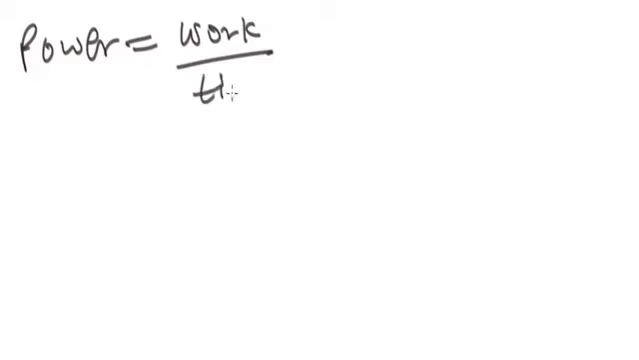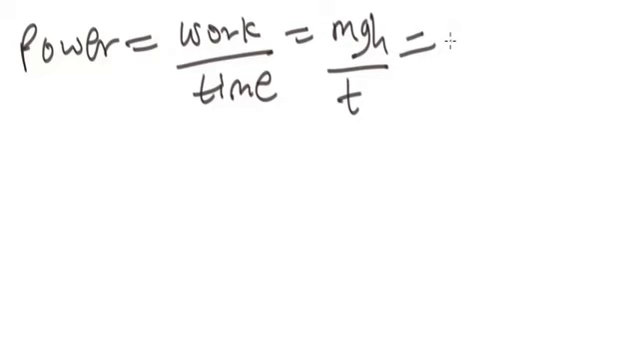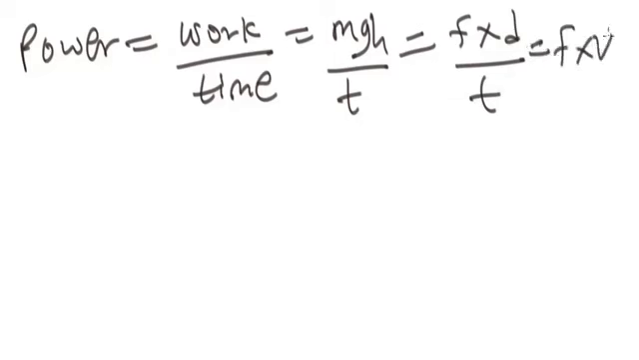Okay, so power is basically the rate of using up energy. So the energy we use up with respect to time is power. That means power can be calculated using work over time. Another way you can represent this is mgh over time. Depending on the parameters you have, it can also be calculated using force times distance over time, and it can also be calculated using force times velocity.